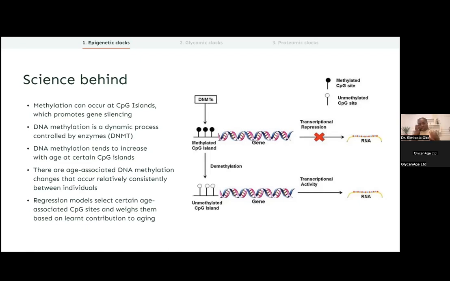But typically with these companies that provide these clocks, they will use regression modeling, statistical models, mathematical modeling to identify CpG islands, so these areas that are associated with age or morbidity or mortality, so death or sickness. And then they'll weigh them based on their importance with aging and use the algorithm to come up with a biological age. And so there's lots of different elements when it comes to epigenetic clocks that are combined together to sort of create or to calculate a biological age.